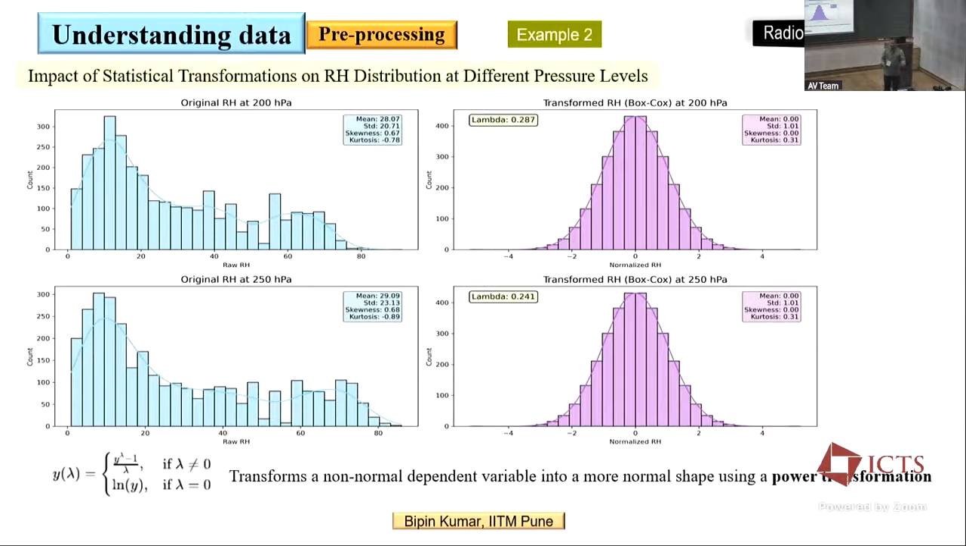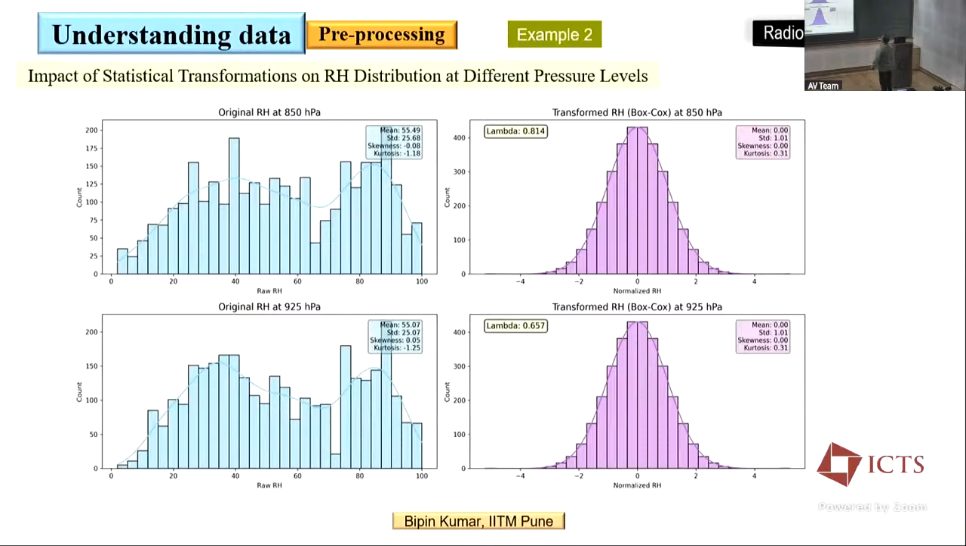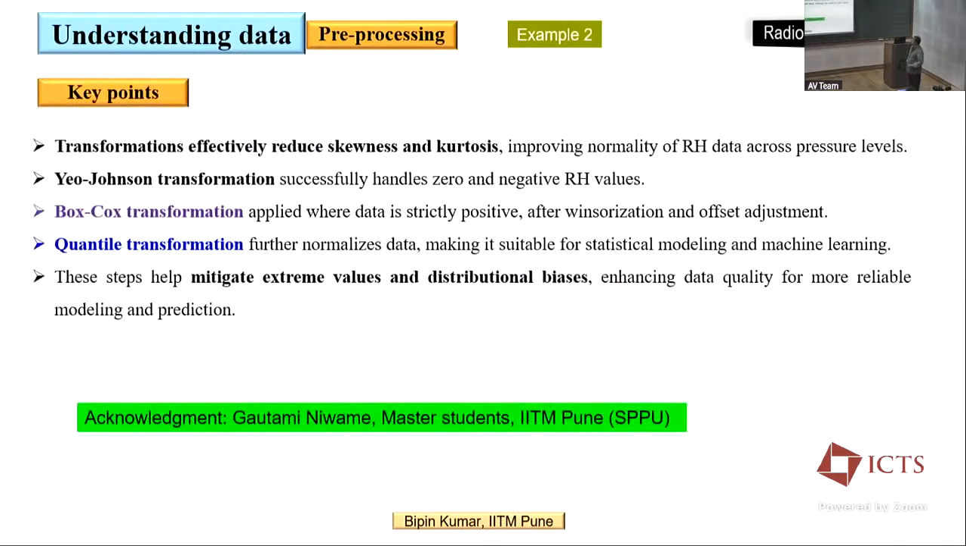Initially, whenever we get the data, we have to see the distribution and then try to put it into a Gaussian kind of distribution. Here also, this is 815 different, but this is all RH. This kind of distribution we converted into the Gaussian distribution. There are 2-3 types of transformation we have used. The Yeo-Johnson transformation successfully handled the zero. The Box-Cox transformation gave the proper distribution.